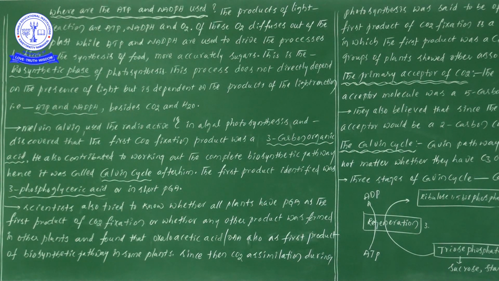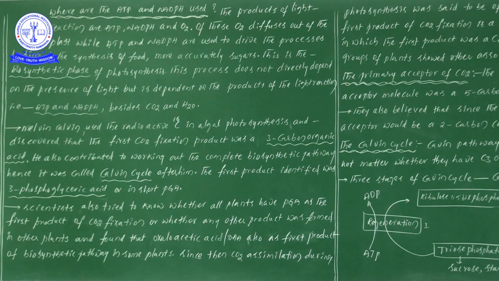Next, scientists also tried to know whether all plants have PGA as the first product of carbon fixation, or whether any other product was formed in other plants. Once they found the synthesis of a 3-carbon organic acid, definitely they got a doubt: whether only in a few plants this particular 3-carbon compound is there, or in some other kinds of plants other organic acids are formed. They would like to find out.